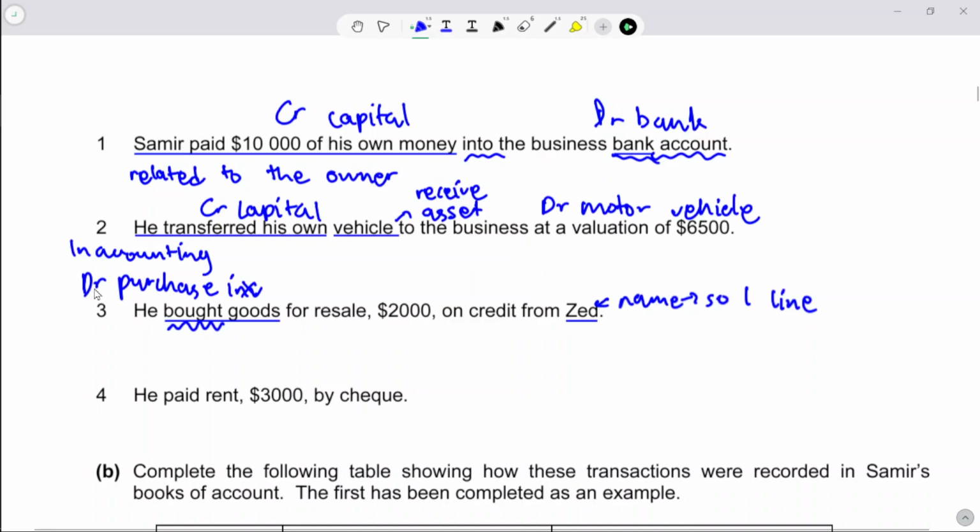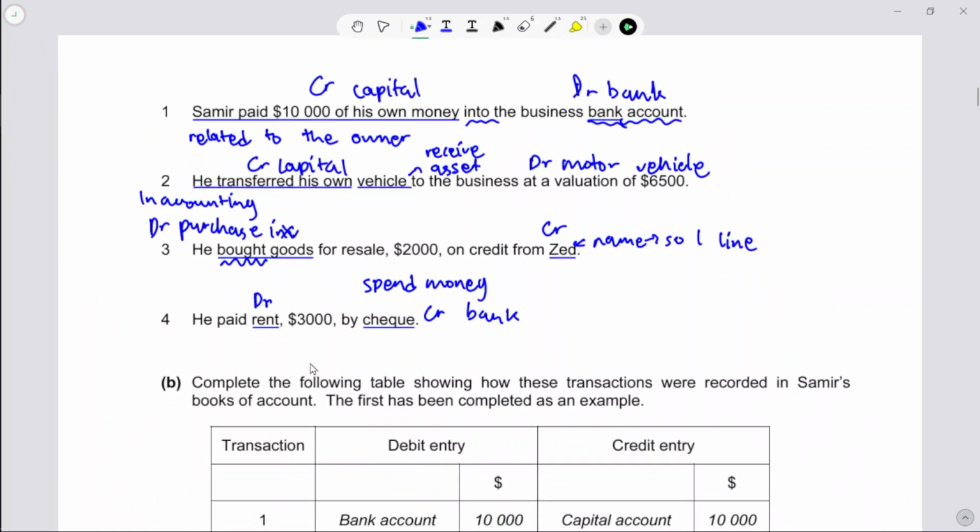So this one debit, another one will be credit. So this one you pay rent by check. So it's actually spend money. So if he spends money, it is credit bank. If there is one credit, another one will be debit.